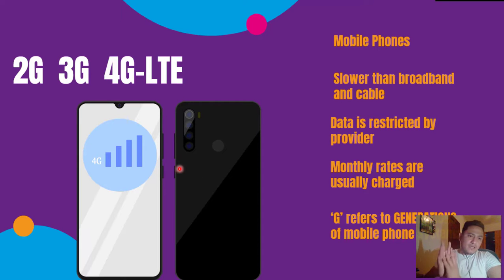The last slide. Another service that is provided by the internet service providers is associated with mobile phones, since they are used to connect to the internet through your provider. Now these are known as 2G, 3G, 4G LTE. These are strictly for mobile devices. However, these connections are slower than broadband and cable. The amount of data sent and received is restricted by your provider, who can charge you monthly rates for the data that is used, the data that is downloaded.